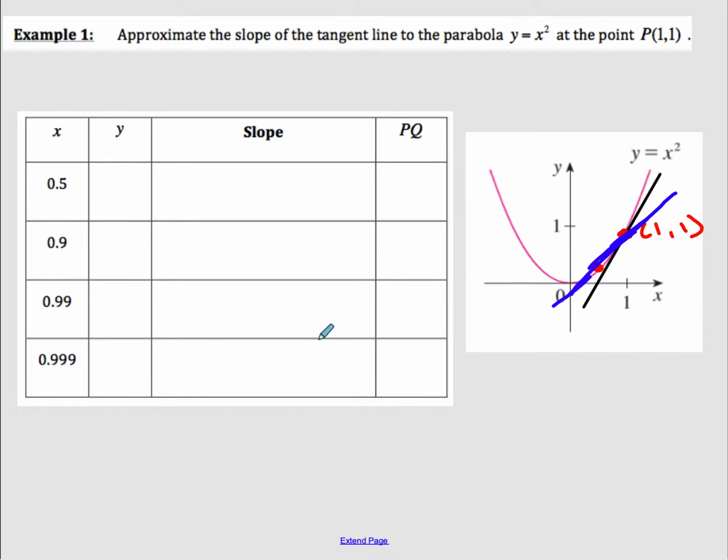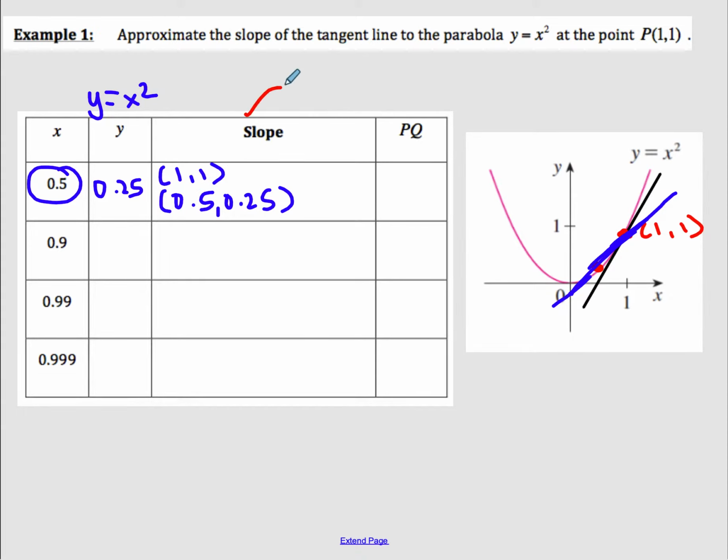The way you find the slope is we would be using the point (1, 1), and then I would also be using the point at 0.5, whatever I get out. So in order to figure out my y value of this point, I take 0.5 and I plug it into x squared, because y equals x squared. So 0.5 squared gives me 0.25. Okay, so I'm using my point of tangency (1, 1), and then I'm also going to use my point (0.5, 0.25).